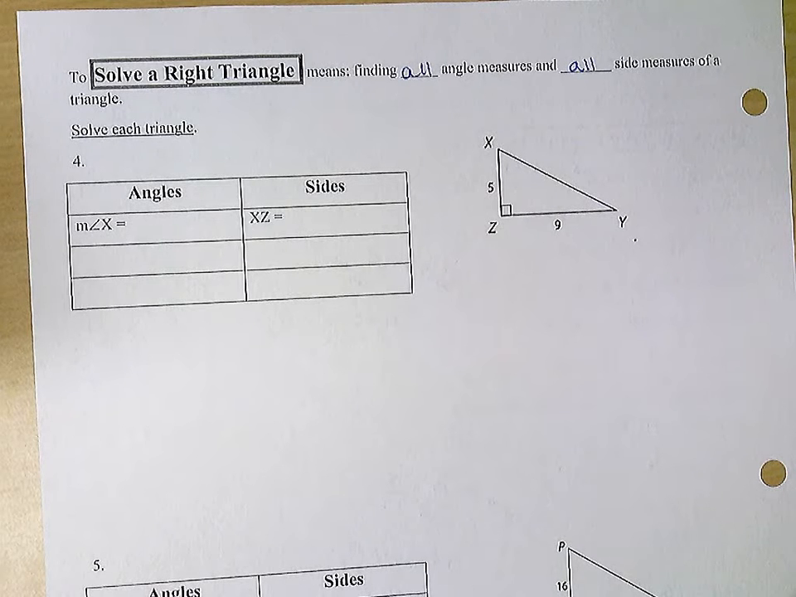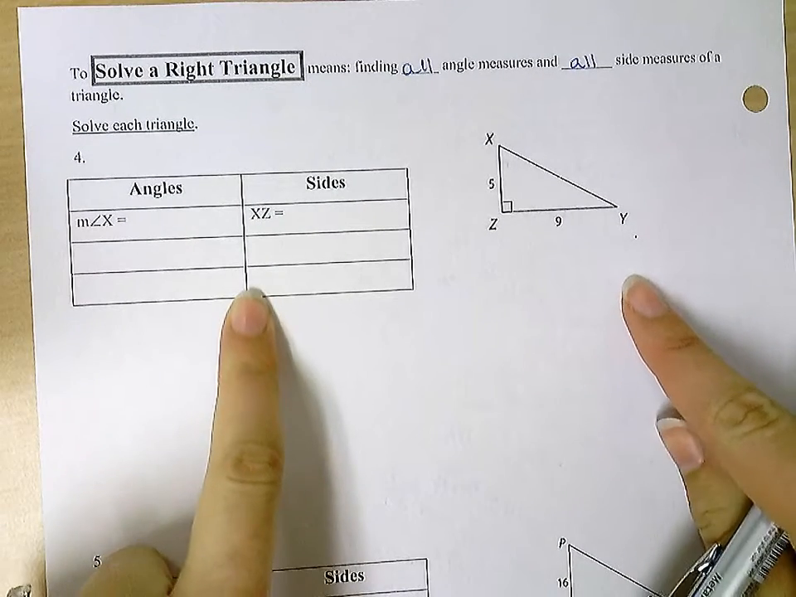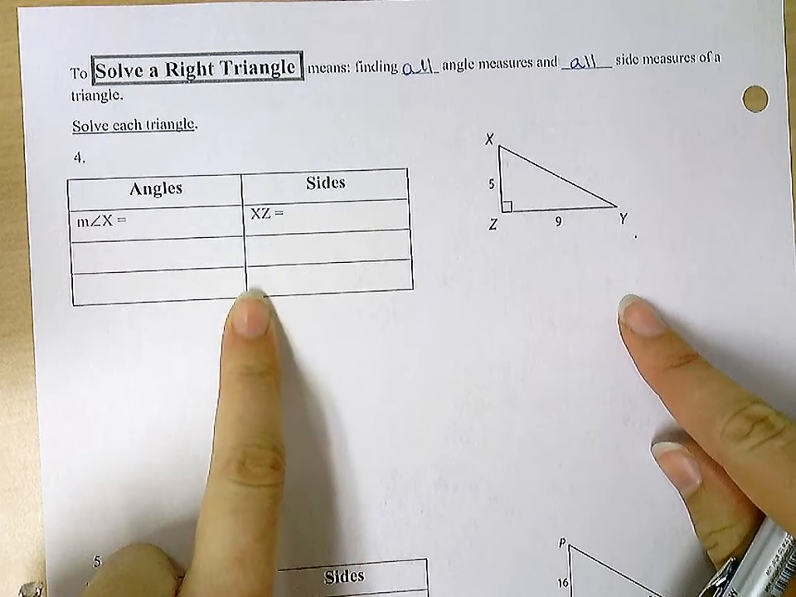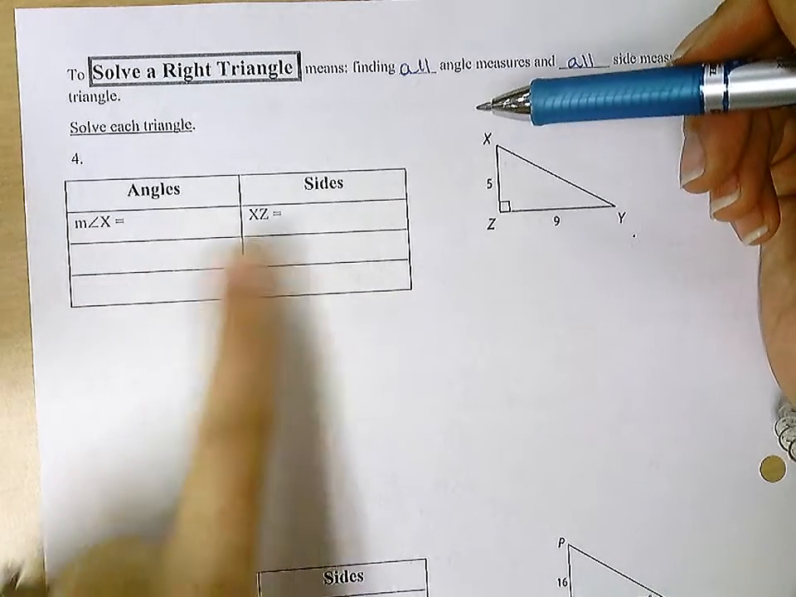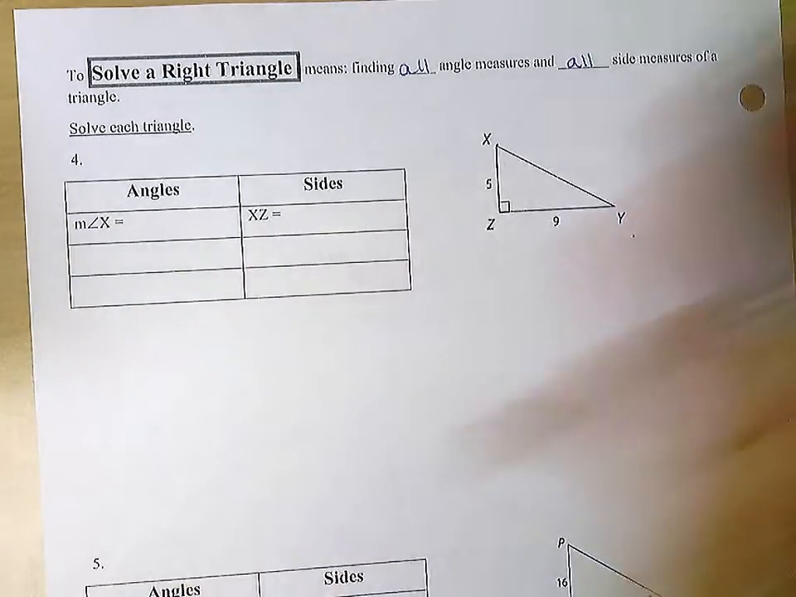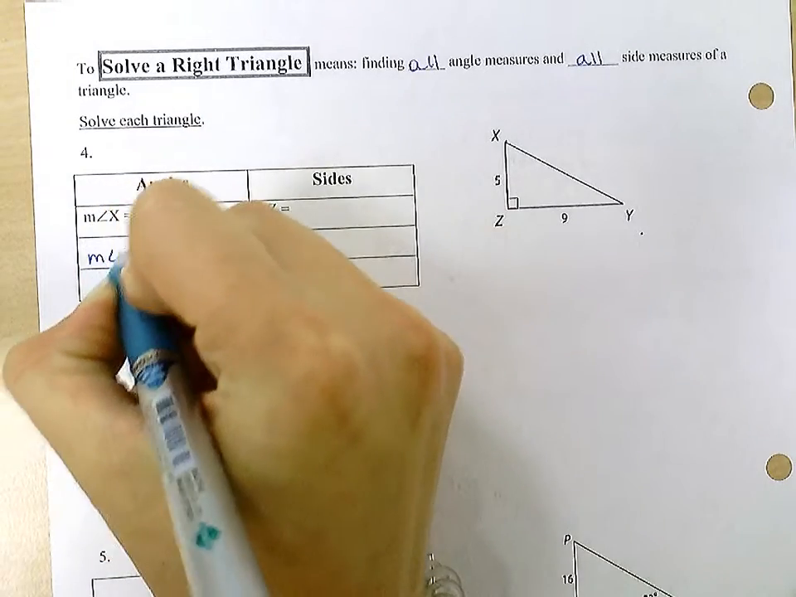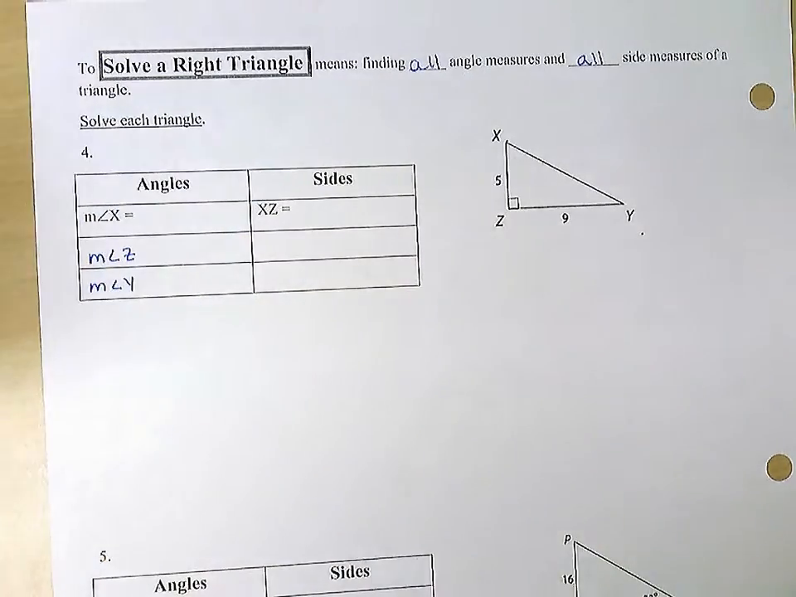I have this handy dandy table there for you to write them all in. Okay, so in number 4, I have this table here. So we need to find all of our angles and all of our sides. So I have to find the measure of angle X. I have to find the measure of angle Z and the measure of angle Y.